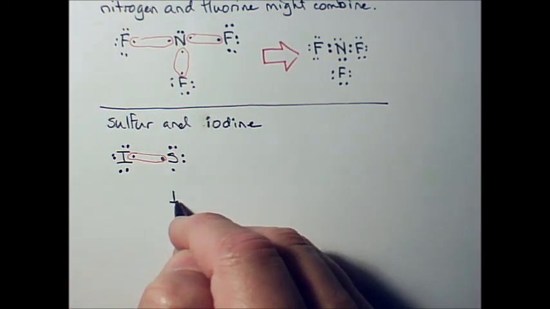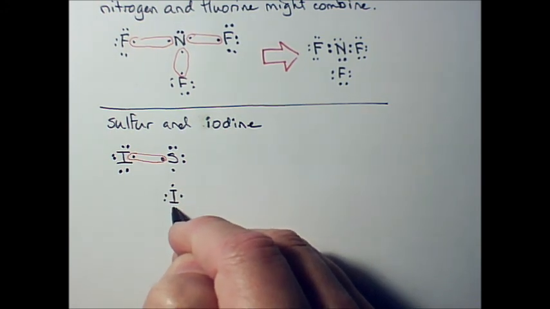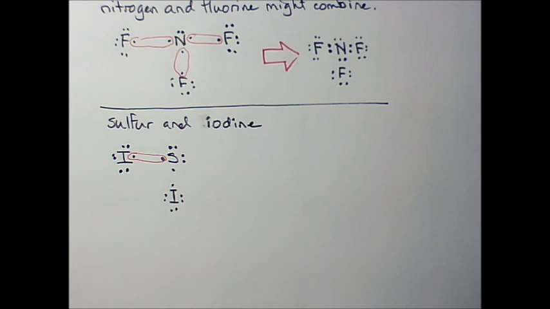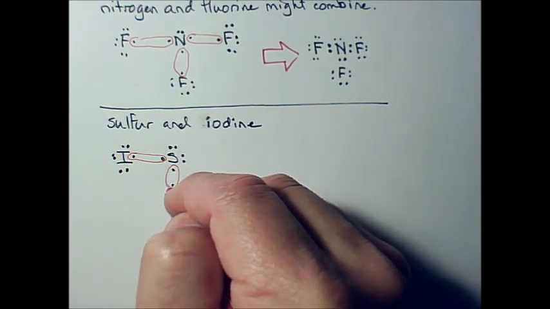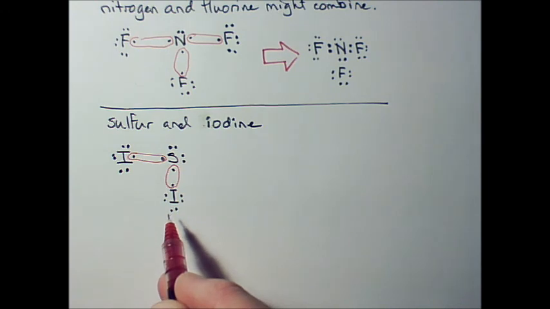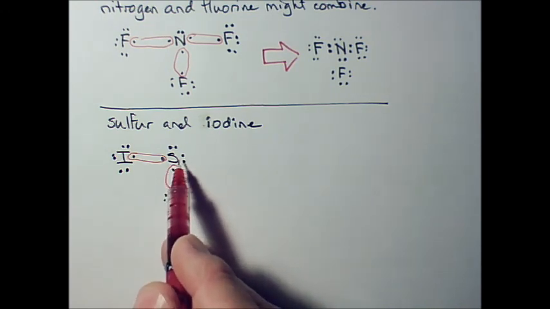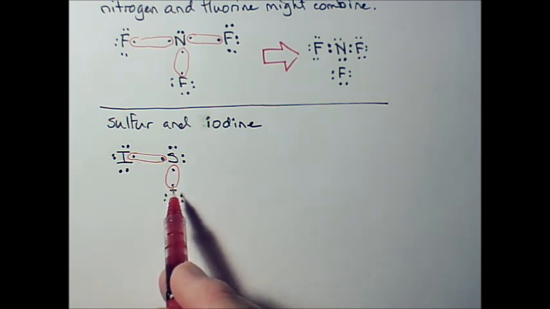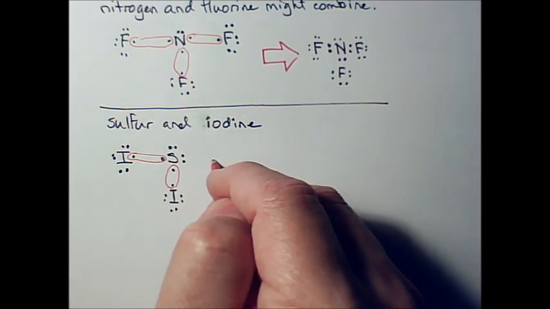So I need another iodine here. 1, 2, 3, 4, 5, 6, 7. And then we're going to share these 2 electrons here. Now this iodine, which started with 7, shares 1, it has 8. Sulfur, which originally had 6, shared 1, got 7, shared another one, it has 8. Now both of these atoms are more stable.